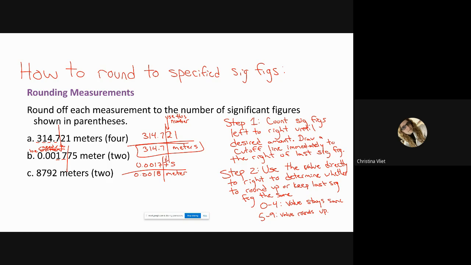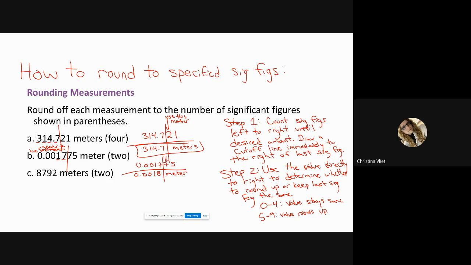So that was the second scenario. You had to start counting at your first significant number. That's what I wanted to point out. It's not always the first value that's written if that value isn't significant. And so example C, this is the one where if a mistake is made, it's usually made here. 8,792 meters. We want to round this to 2 significant figures.